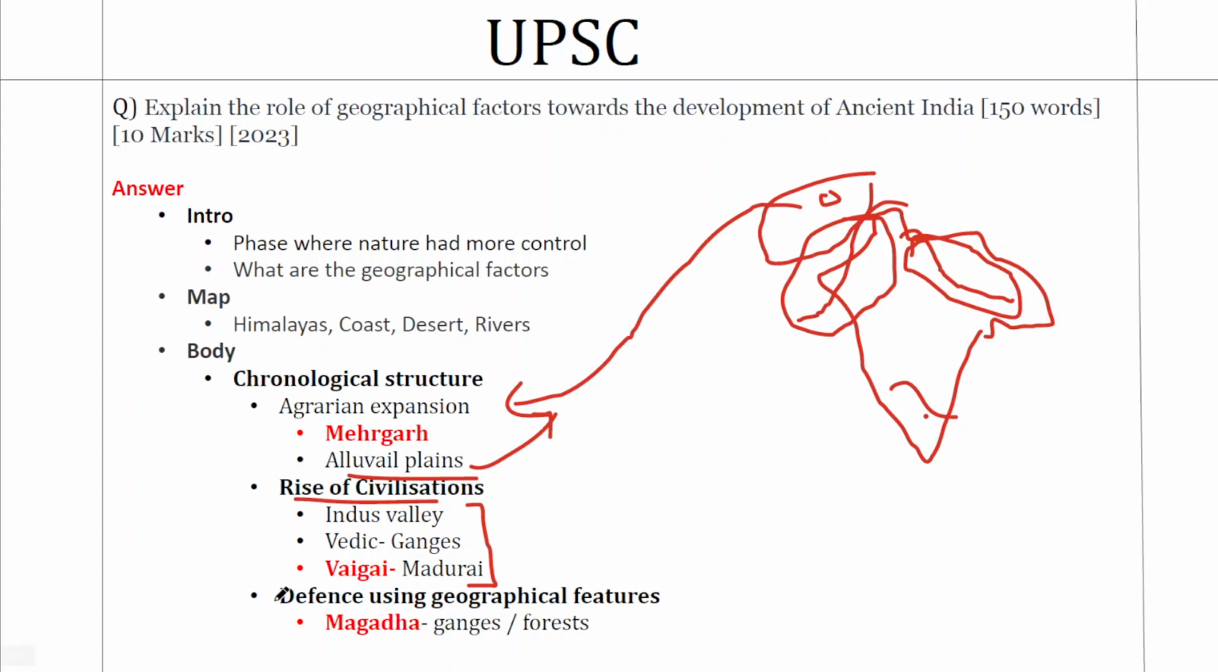The third would be defense, strategic defense and dynasties. The example would be the Magadha region, which is located around here. For them, what was important was the natural defense, the fortress, the forest around them, because it is in the forest regions that they collected elephants and wood for the dynasty. So these geographical factors helped them. And they had the Ganges, and through the Ganges, they transported their army and resources.